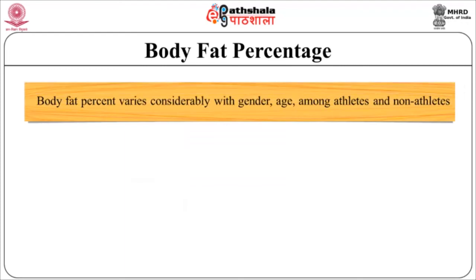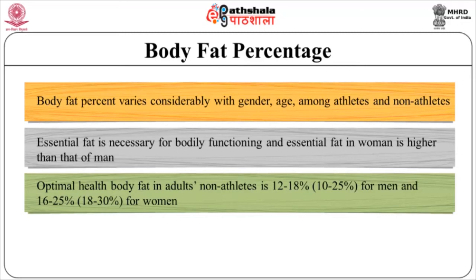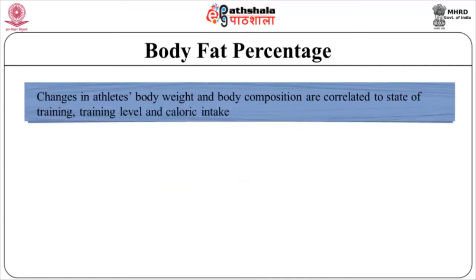Now, body fat percentage. Body fat percent varies considerably with gender and age, among athletes and non-athletes. Essential fat is necessary for bodily functioning, and essential fat in women is higher than that of men. The optimal body fat in adults, non-athletes, is 12 to 18% for men and 16 to 25% for women. The body fat percent for elite athletes varies largely by sport, 6 to 13% for men, up to 19% for throwers and heavier categories, and 12 to 19% for women. Changes in athletes' body weight and body composition are correlated to state of training, training level and calorie intake.